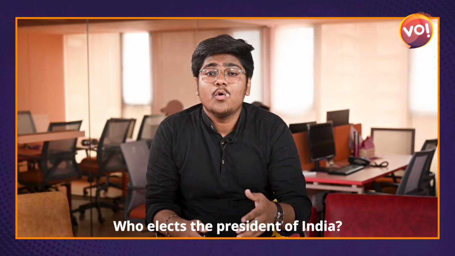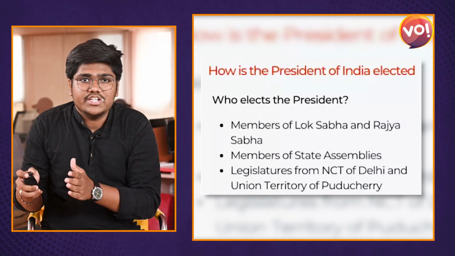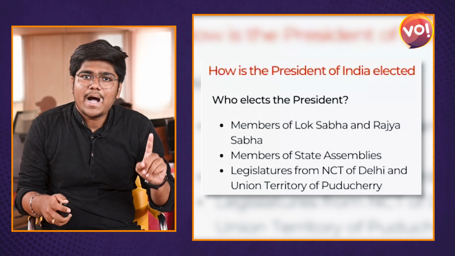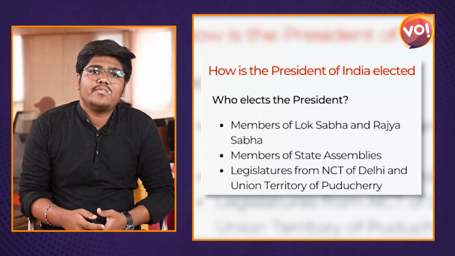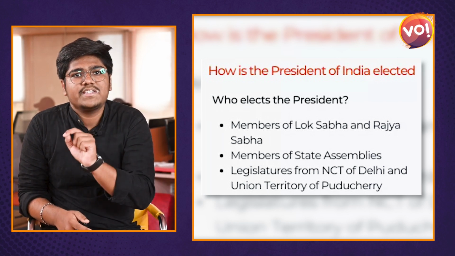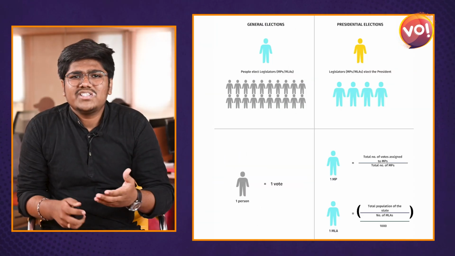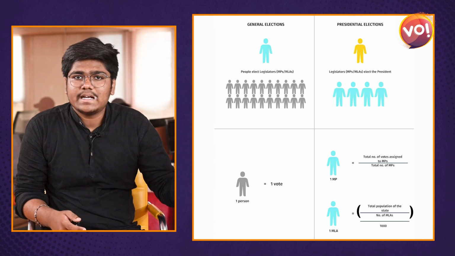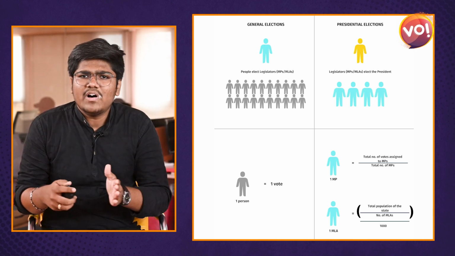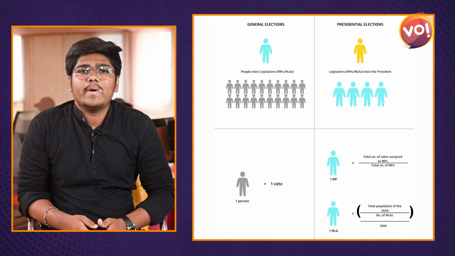But the question is who elects the President of India? The President is elected by an electoral college which consists of the elected members of both houses of Parliament, Rajya Sabha and Lok Sabha, and the elected members of the legislative assemblies, MLAs, of all the states and also of NCT of Delhi and the Union Territory of Puducherry. If we talk about the general elections where people choose their representatives, each person has the vote value of 1. 1 person equals 1 vote. But in the presidential election, the vote value is different.